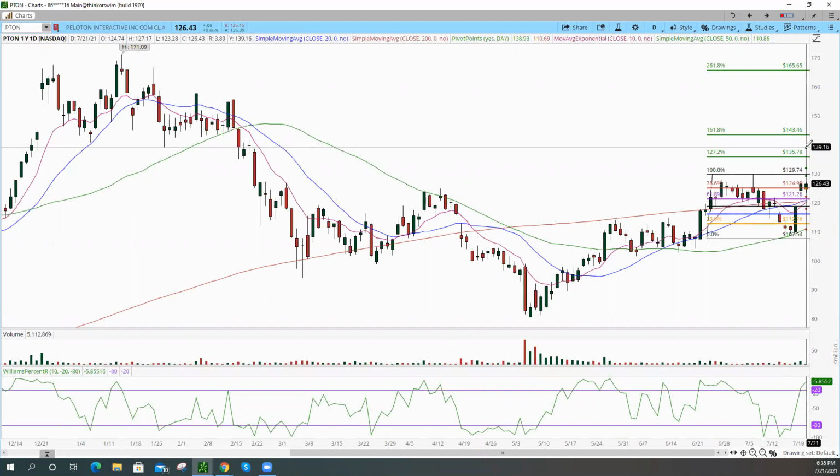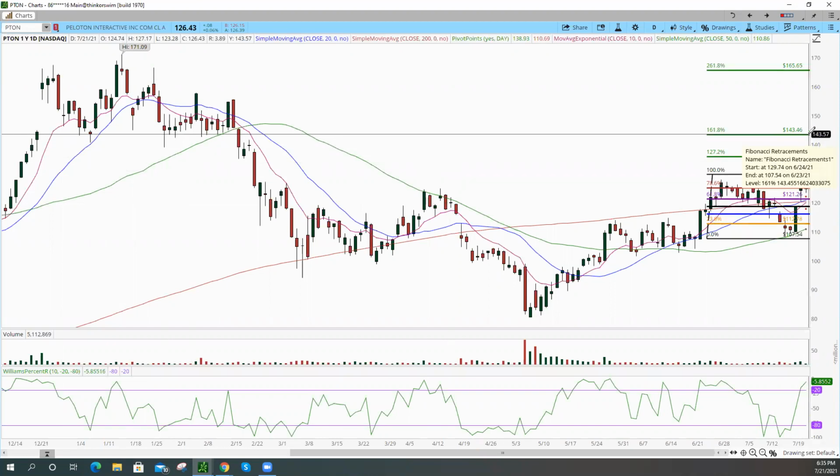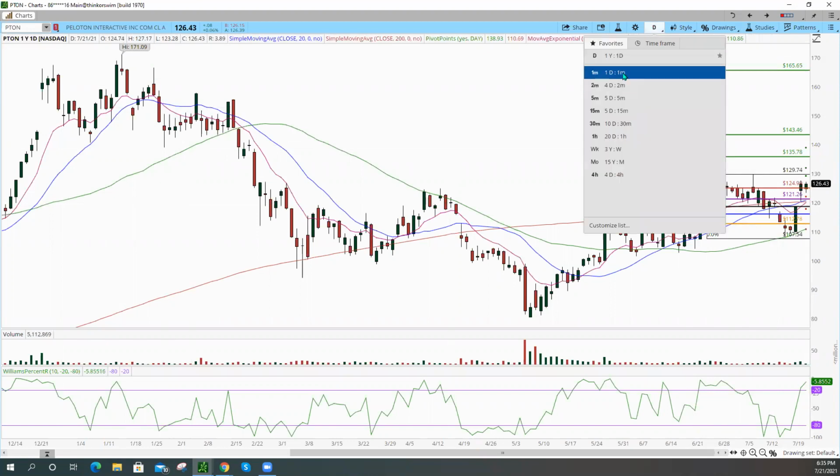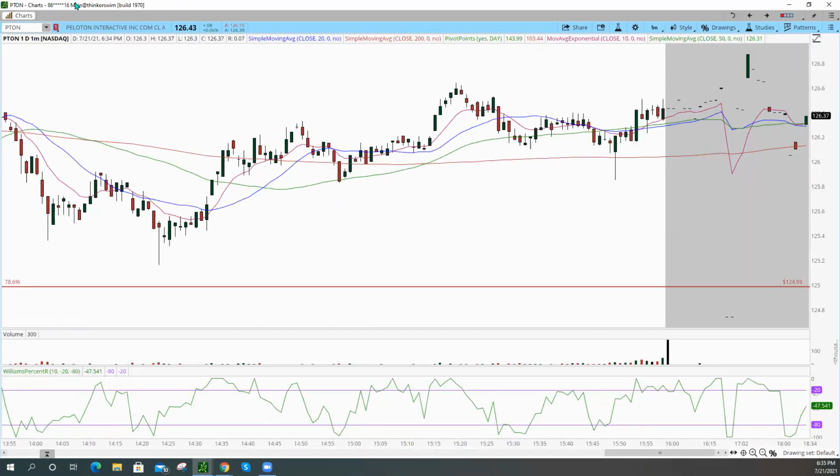If it knocks that 139 out, the next stop is going to be 143. But I want to show you something else, how to read price action, because that's what I'm here for.